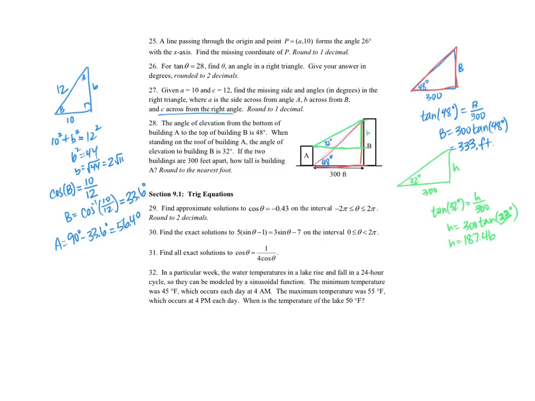Okay, and so I know that the height of building A is going to be equal to B minus H. So B is that whole height of building B, and H is this bit. So if I subtract that off, I'll get the height of building A. So the height of building A is going to be equal to 333 minus 187.